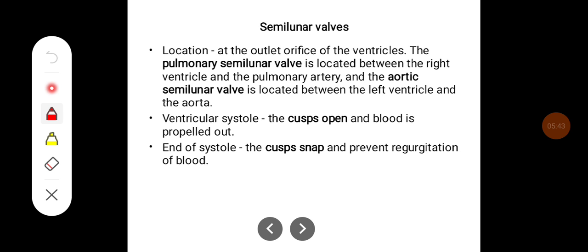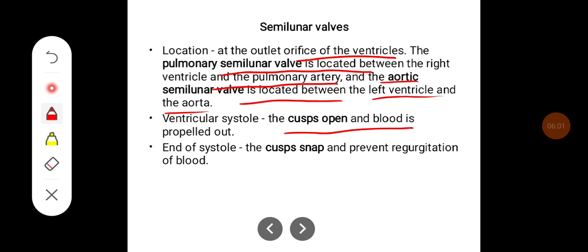Semilunar valves are located at the outlet orifices of the ventricles. The pulmonary semilunar valve is located between the right ventricle and pulmonary artery, and the aortic semilunar valve is located between the left ventricle and aorta. In ventricular systole, the cusps open and the blood is propelled out. At the end of the systole, the cusps snap shut and prevent regurgitation of the blood.